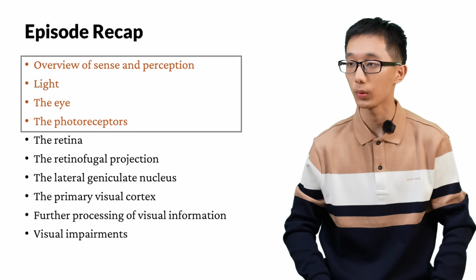In this episode, we have had an overview of sense and perception, an overview of vision, and taken a look at the eye and the photoreceptors. We will dig deeper into the retina from the photoreceptors in the next part of this episode.